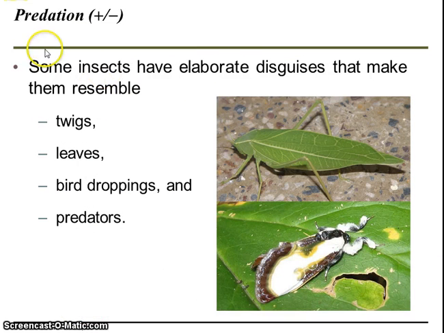And here's another example of insect crypsis. There's a lot of insects that look like other things. So katydids will oftentimes look like leaves. This is a moth that looks like bird poop. That's pretty fun. Twigs, stick bugs, examples.